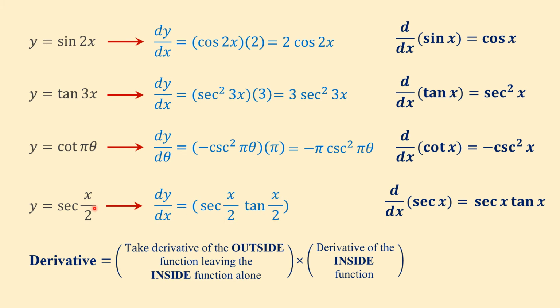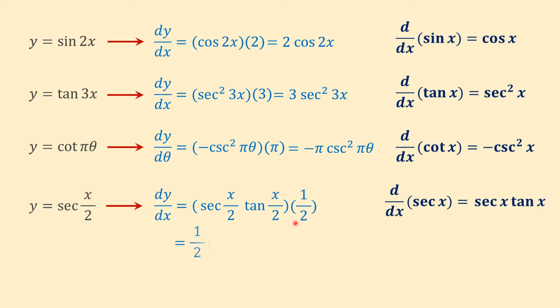Now is the time to multiply it by derivative of the inside function. What is the derivative of x over 2? You don't need to use quotient rule. You can consider x over 2 in your head as 1/2 times x. Derivative of x is 1, so derivative of x over 2 is 1/2. And so derivative of the function equals 1/2 secant of x over 2 times tangent of x over 2.